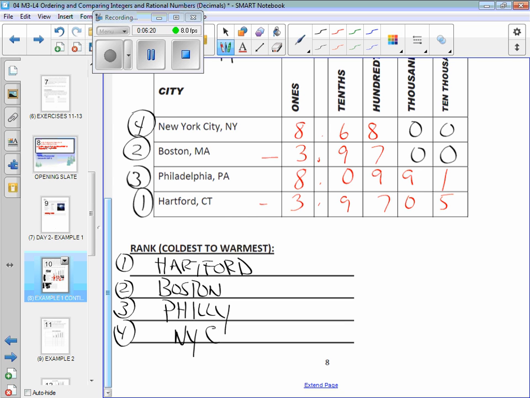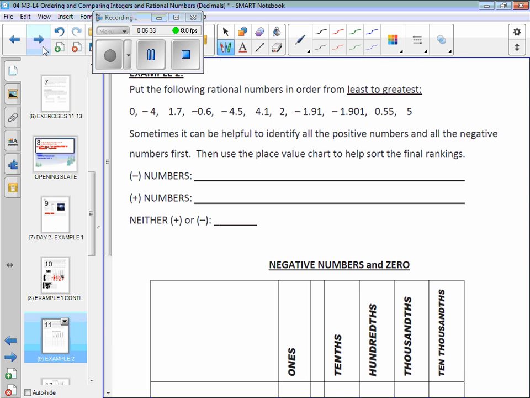You ready to get a little bit harder? Example 2 is about as hard as it gets because it's just more numbers to contend with. So let's take a look at example 2. It's the same idea, but you have a lot more numbers now. One way that you can do this, and I'm not saying that you have to do it this way, is make 2 place value tables, one for all your negatives and one for all your positives.